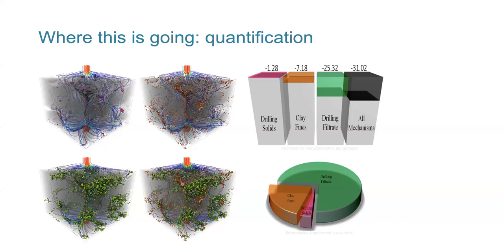This is where we're going to be going in the industry in future, which is to be able to take a piece of rock non-destructively before and after and say, in this reservoir, when we did our simulation, we saw that there was 31% change in permeability. The vast majority of that, 25% of that, was from the drilling filtrate retention in the pore net, where you can see this green change here, with a small amount of clay fines migration and a small amount of drilling solids. So that's just the last slide to show you where the industry is going to be going.